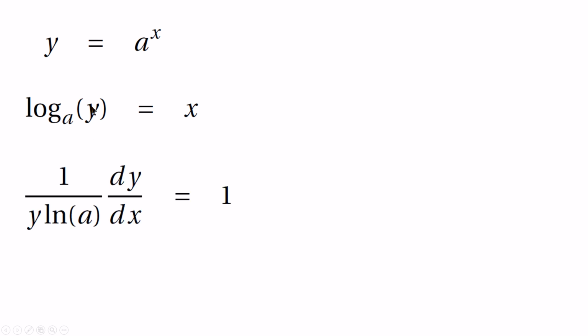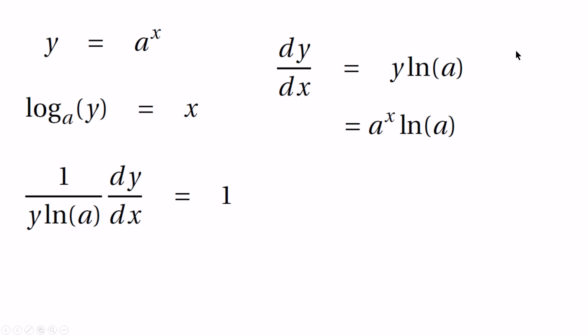The derivative of log base a of y is 1 over y natural log of a times dy/dx. Derivative of x is 1. Again, I'm going to multiply through to solve for dy/dx. I'll get dy/dx equals y times natural log of a. And what's y? y is a to the x. Sub it back in, and we get our final derivative.